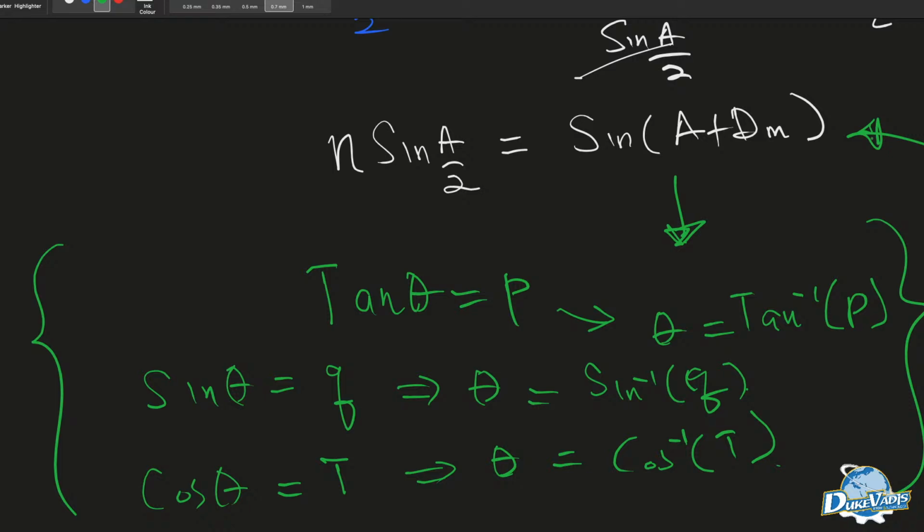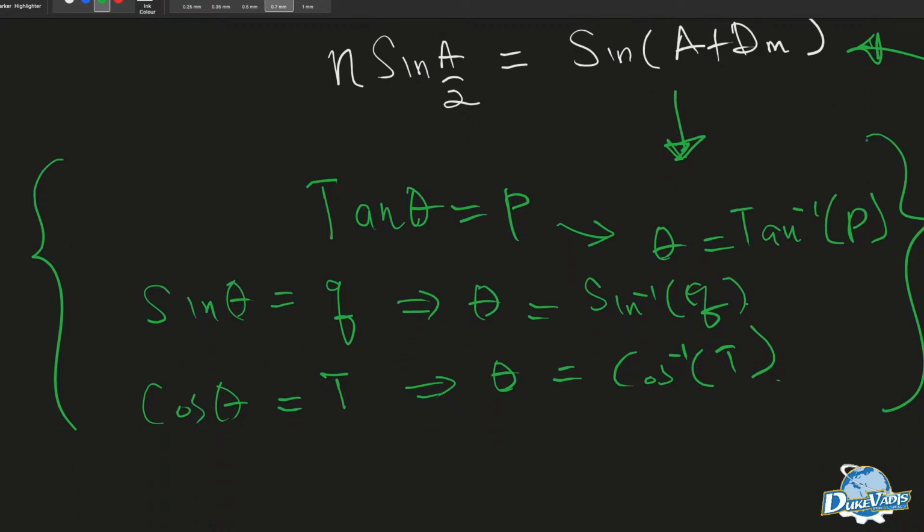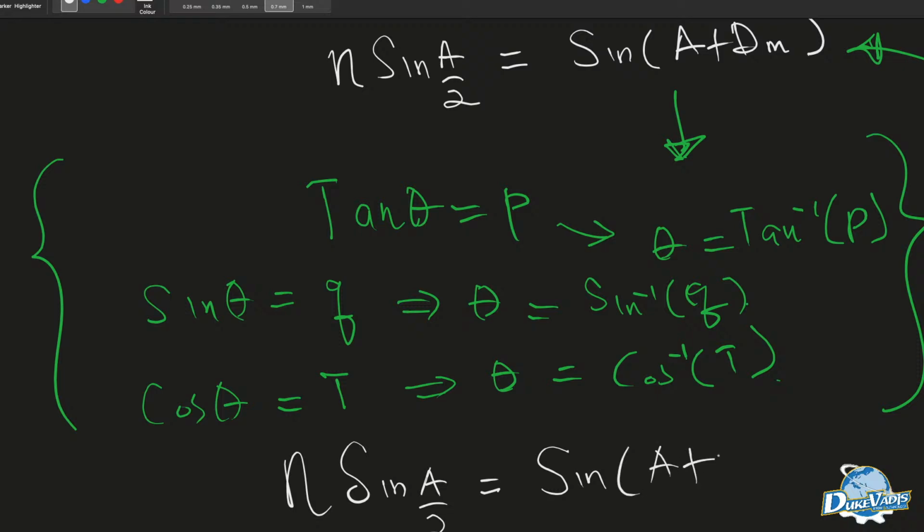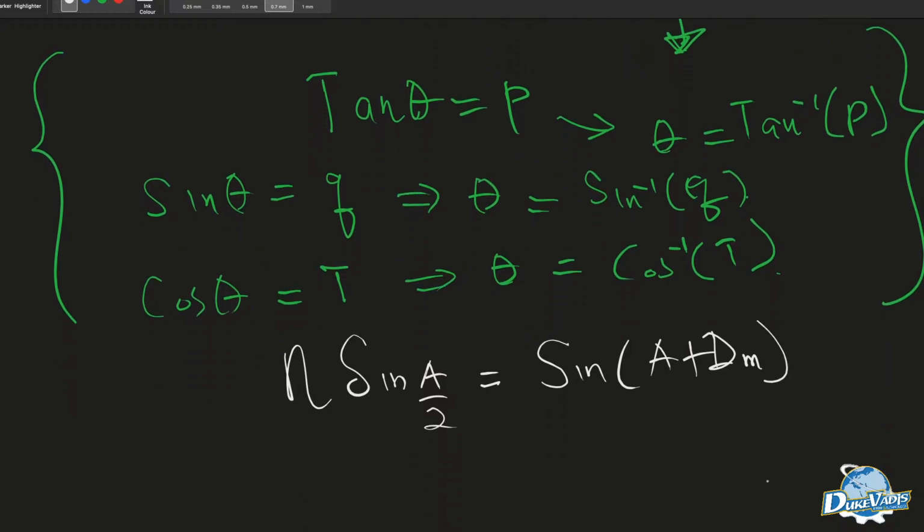Now let's go back and rewrite our equation for us to know where we are. So we say that n sine of A over 2 is equal to sine of (A plus D subscript m). You see, now we have to make this one the subject. This will be equal to sine inverse.